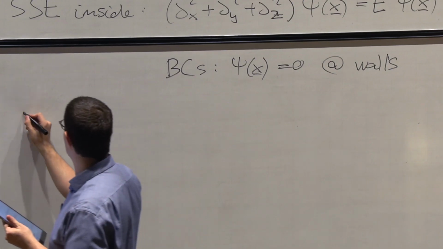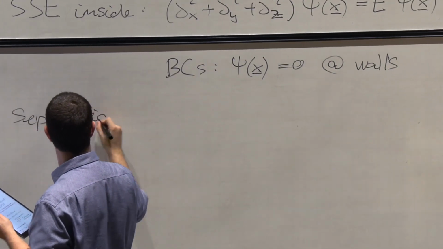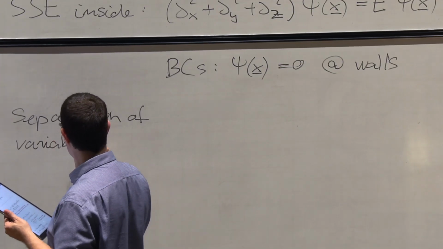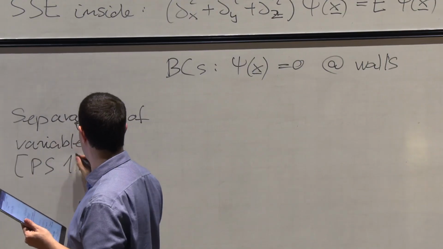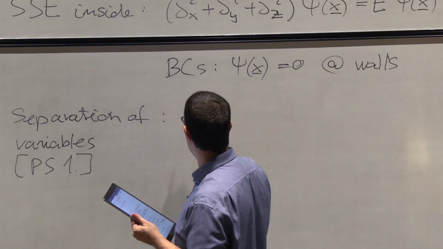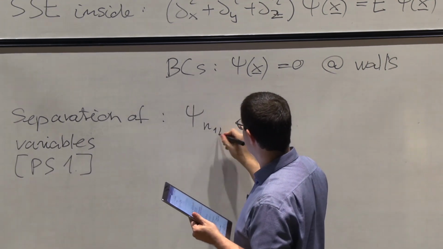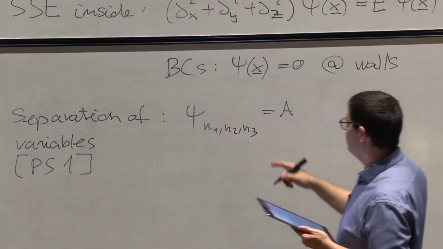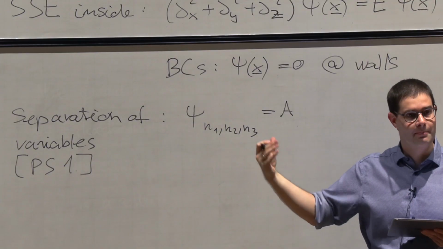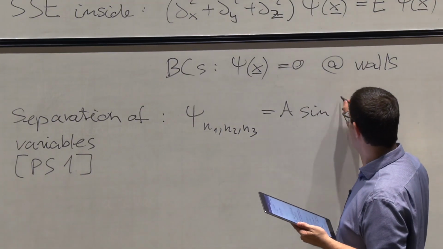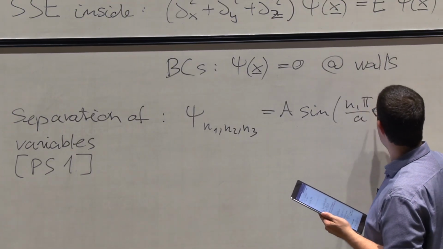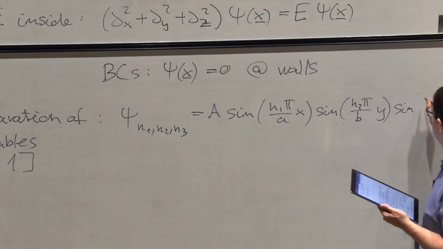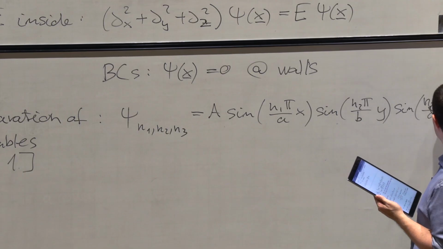But the outcome of this will be quite easy and intuitive to follow. This is in problem sheet 1. The outcome of this procedure is that we get a stationary state labeled by 3 positive integers. And the stationary state wave function is simply the product of 3 one-dimensional stationary state wave functions. So sine n1 pi over a x, sine n2 pi over b y, and sine n3 pi over c z. Okay?